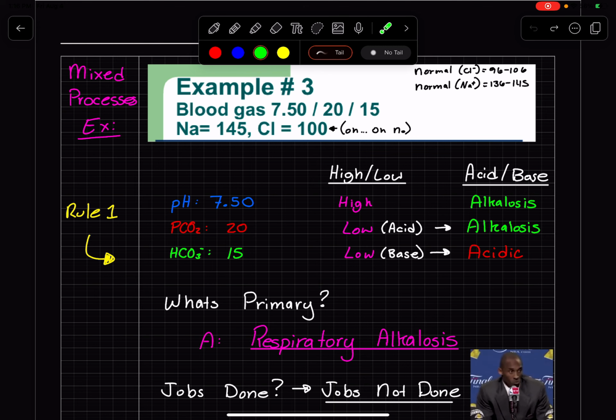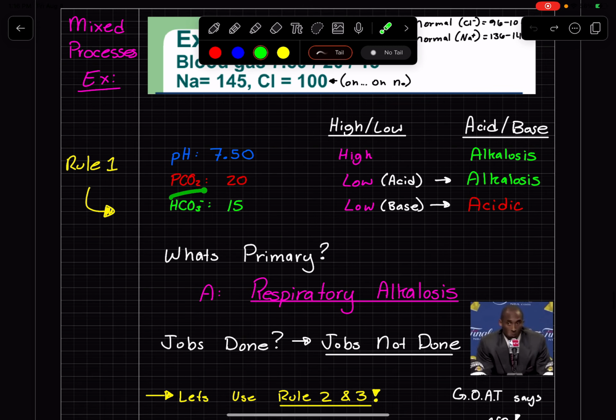Okay, good. We already have an idea of what might be going on. Okay, bicarb. Bicarb is 15. Now, 15 is less than its normal. And its normal is 22 to 26. So that's also low. And that means low base, because bicarb is base. Low base. Low base means acidotic, or acid.